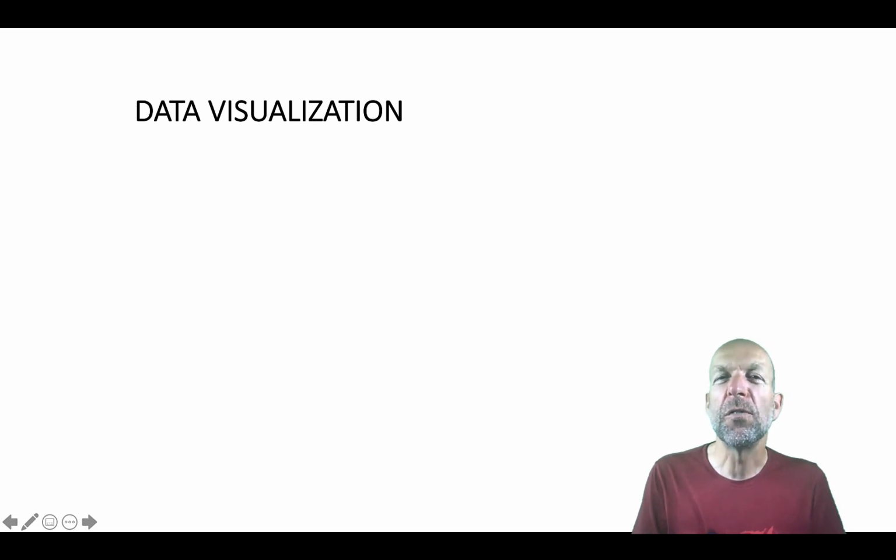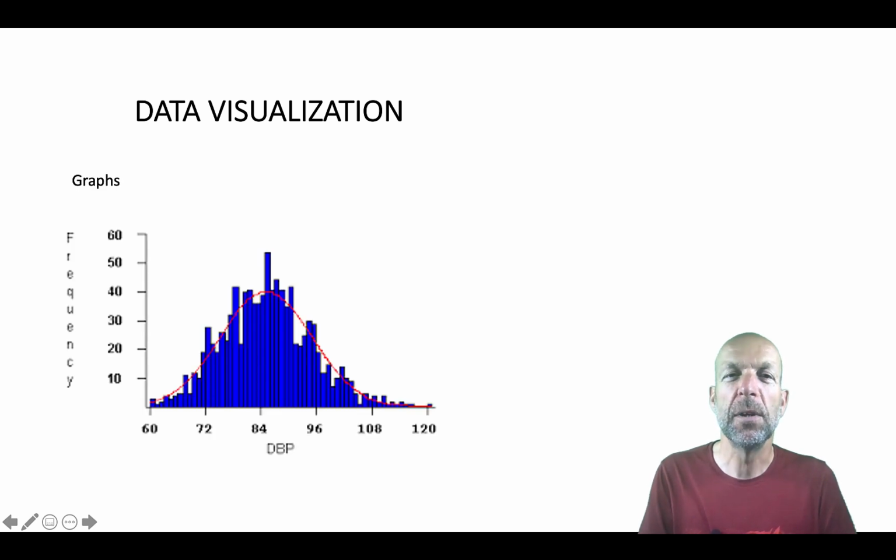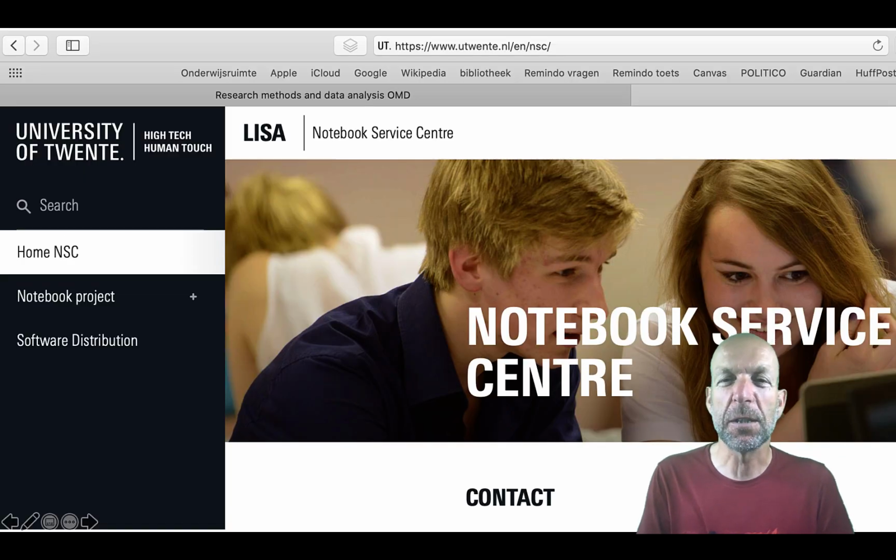Computer programs are also very useful for data visualization. If you want to report your data, you want to make, for example, histograms or bar charts or pie charts or scatter plots. And the way to do that is by using software. So you then transform your data matrix into nice visualizations. And you can do that in SPSS.